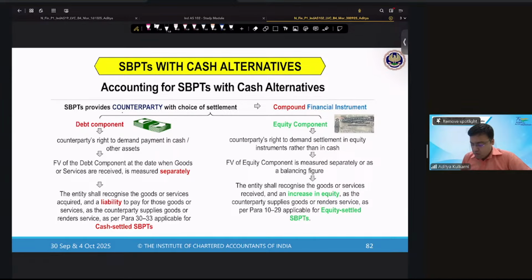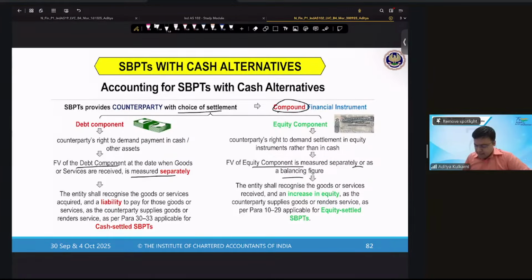SBPT provides the counterparty with a choice of settlement. So what essentially is being given is a compound financial instrument. That means it has a debt component also, because the counterparty, the employee, can ask for cash, or the employee can ask for equity shares, in which case equity has to be there. So what happens is fair value of debt component is measured separately, and equity component is treated as a balancing figure.